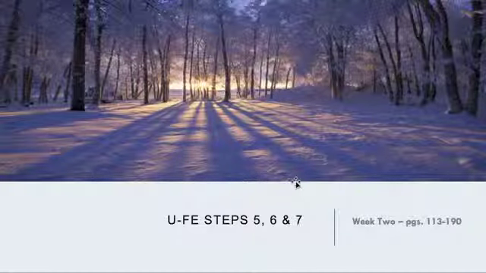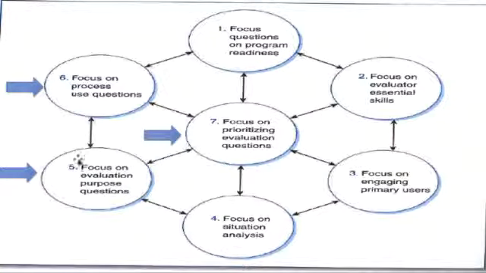Let's go ahead and begin learning about UFE Step 5. Step 5 in the process is focusing on the evaluation purpose, and oftentimes with that purpose, we're aligning questions to the type or purpose of the evaluation. Here it is in a more linear process showing steps 1 through 7, where step 5 with a red arrow, we're identifying and prioritizing the primary intended users to make purpose distinctions.